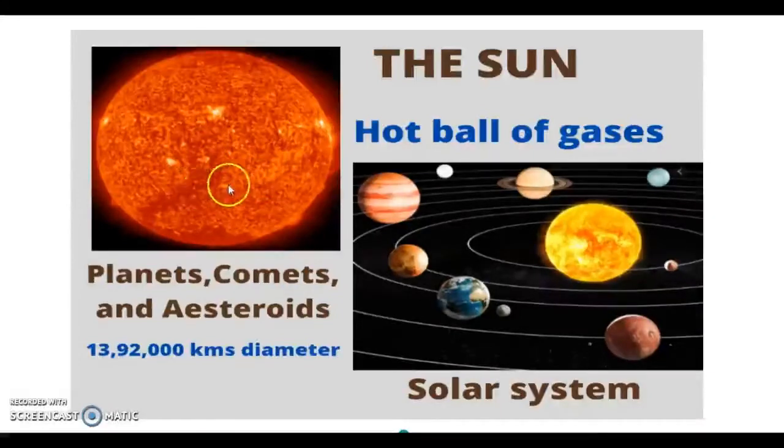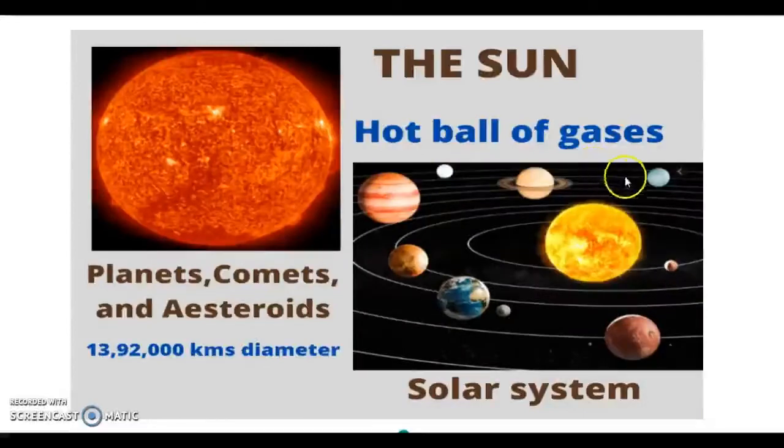Can we live without light and heat on the earth? No. Human beings and also all the living beings on the earth, they all depend on the light and heat of the sun. You can see here the picture of the solar system. Who is the center of this solar system? Yes, the sun is the center of this solar system.